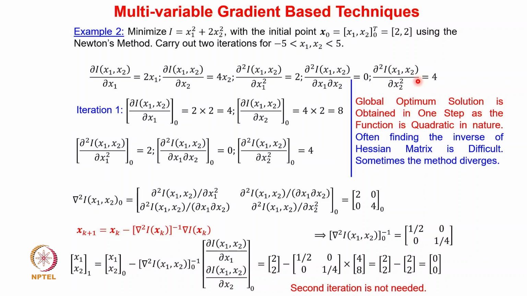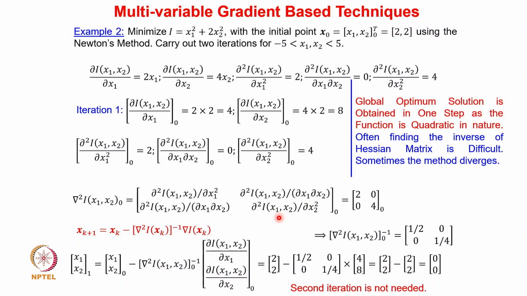So you can see that dou I by dou x1, which is given as 2x1, we can obtain that equals 4. Dou I by dou x2, 4x2, so that comes out to be 8. Whereas dou square I by dou x1 square comes out to be 2 directly, isn't it? If I double differentiate, I am going to get only 2. The double derivative of function I with respect to x1, x2 is 0. Again, the double derivative of function I with respect to x2 comes out to be 4. So these components of the Hessian matrix we have directly obtained. Now we can represent these components in the Hessian matrix itself. So we can put all these components here. That becomes 2, 0, 0, 4.